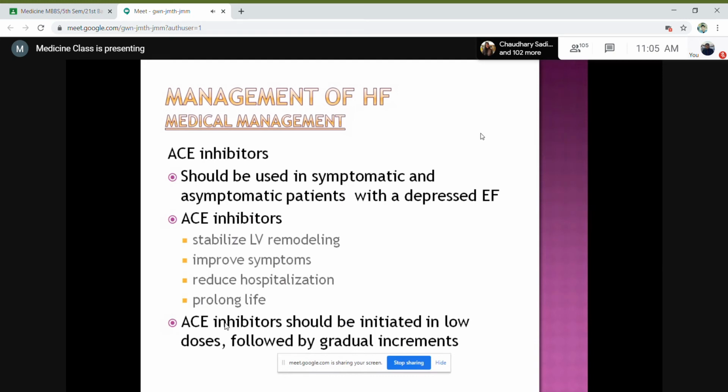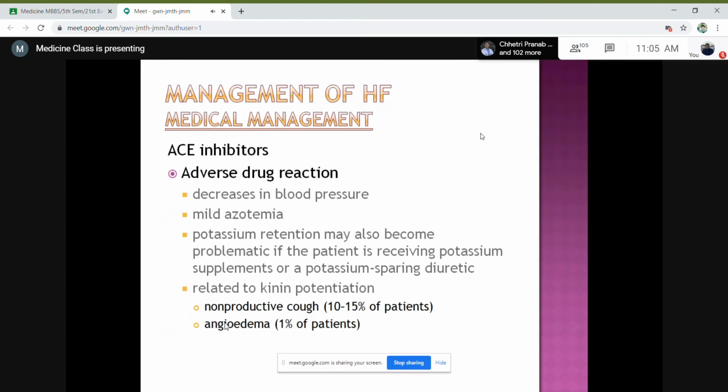Whenever you are giving them, they should be initiated at a very low dose, and the dose should be gradually increased. You have to be very careful regarding adverse drug reactions. For example, the patient may have a decrease in blood pressure, mild azotemia is common, and since they have the property of potassium retention, they have to be used very cautiously if the patient is also using potassium sparing diuretics.